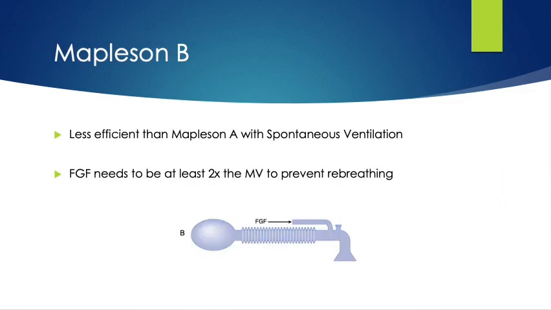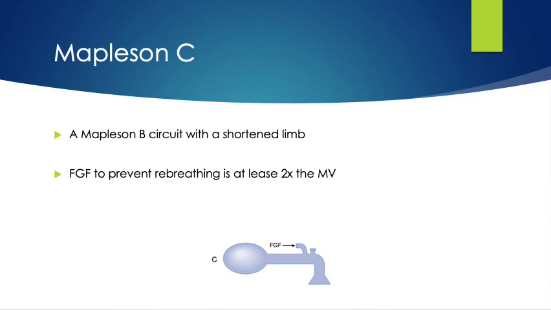Next, looking at the Mapleson B, this is less efficient than the Mapleson A with spontaneous ventilation. Fresh gas flows need to be at least 2 times the minute ventilation to prevent rebreathing, and you can see the differences in the circuits here. Next is the Mapleson C. This is similar to a Mapleson B with a circuit that has a shortened limb, and fresh gas flows to prevent rebreathing is at least 2 times the minute ventilation.